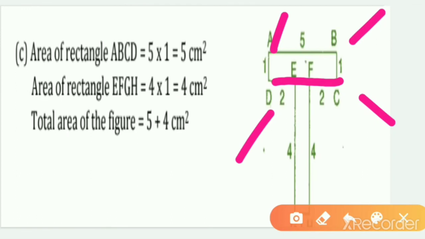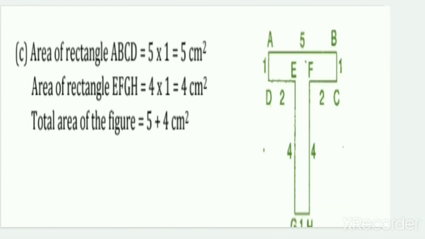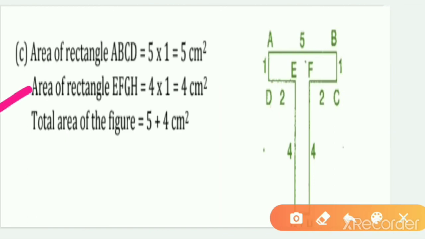So it will be how much? Length will be how much? 5, and breadth is how much? 1. So we have the area of rectangle ABCD, that is length into breadth, that is 5 into 1, that is 5 centimeter square.